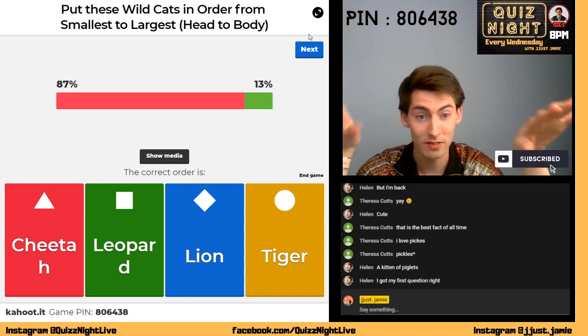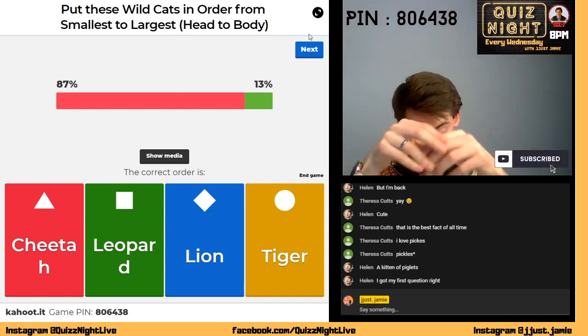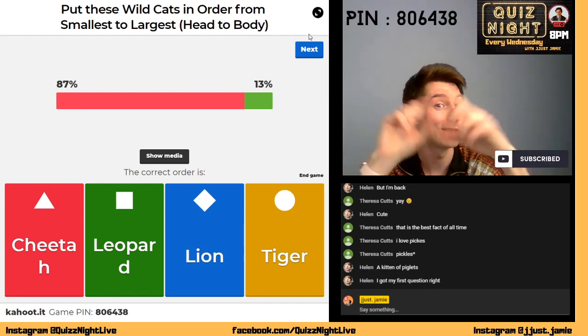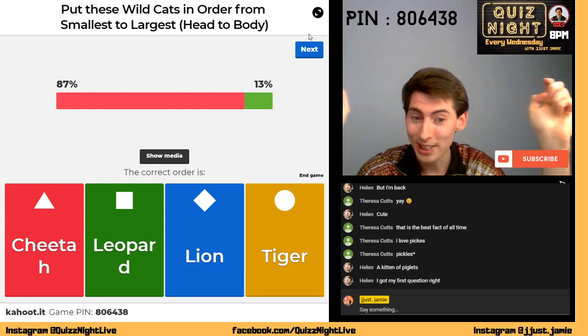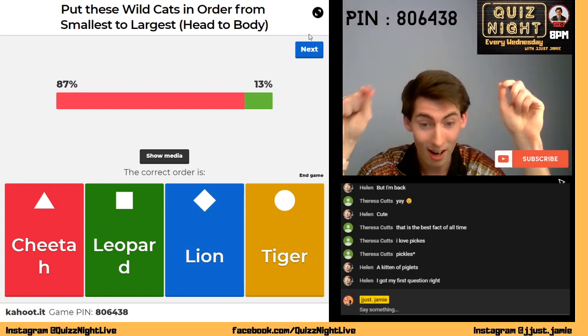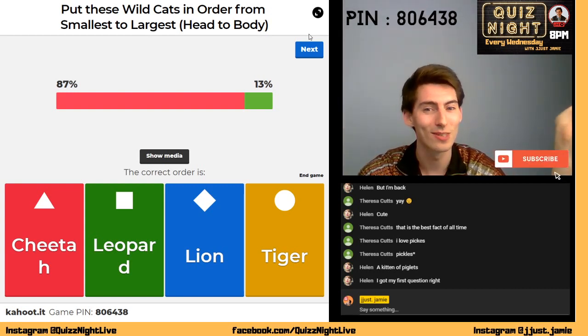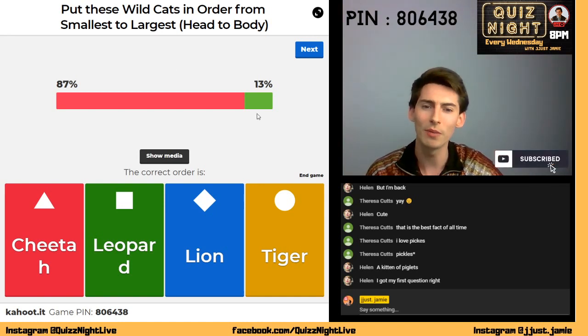So, we have the facts, it's fine. Cheetahs are 2.1 metres long. Leopards are 2.2 metres. Lions are 3.6 metres. And then tigers are 3.9 metres. Well done to 13% of you. I'm going to guess that's like 4, maybe 5 of you.